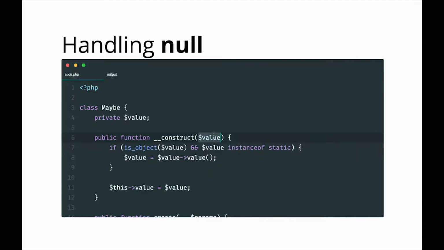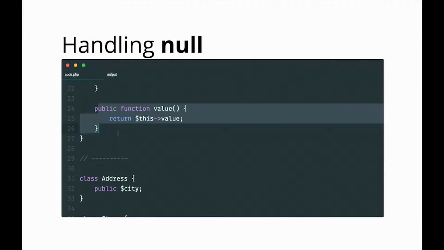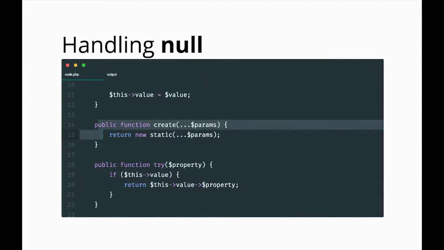We create a new object of this by giving it a value. If that value that we give it is already a maybe, well, we want to unwrap that. We do that by using the value function, which we define down here. OK. Then we need a way to be able to statically create this, just so that we can chain things a little bit easier.